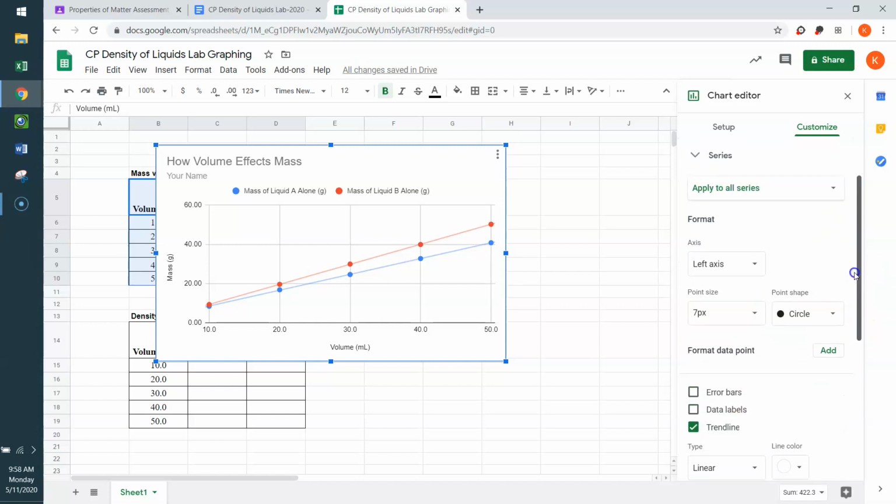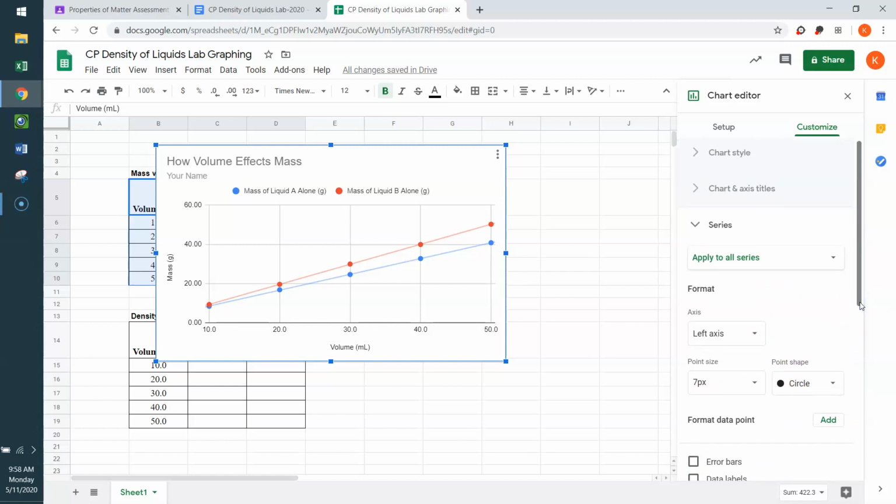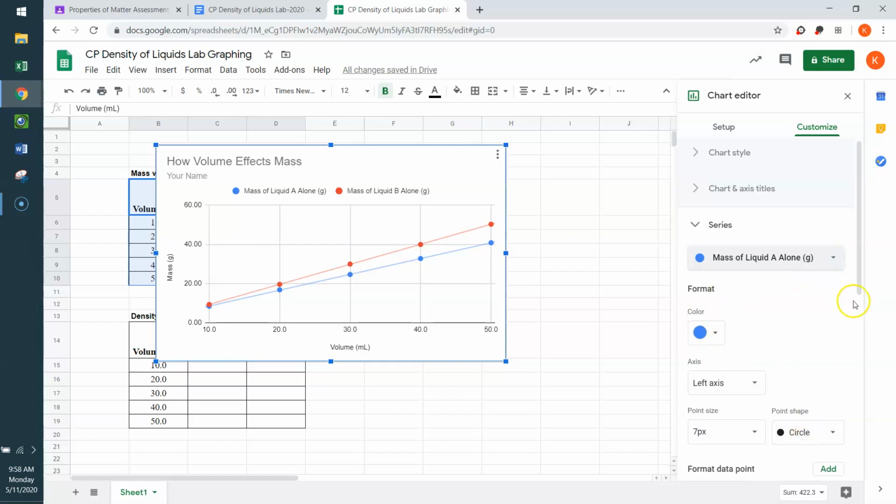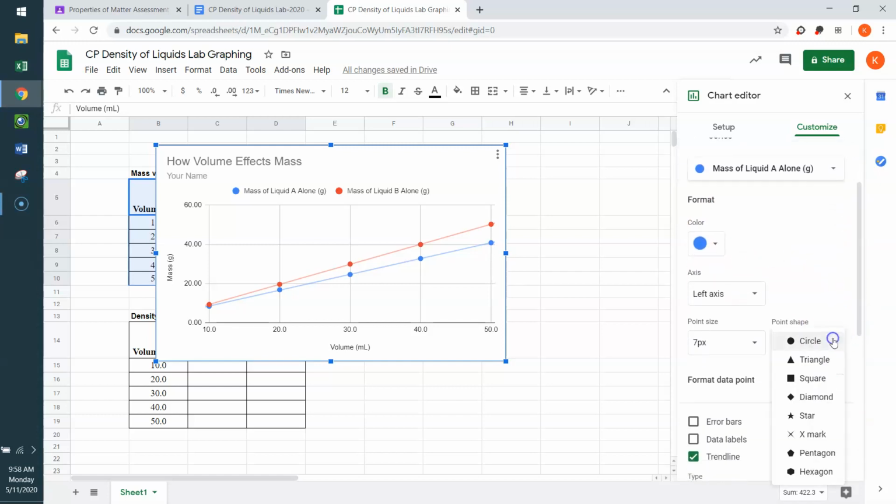However, I don't like that both their point shapes are circles. So in order to change one but not the other, I have to come up under series where it says apply to all. I need to switch it and choose one. So I'm going to change my liquid A. Instead of a circle, I'm going to make it something completely different. So how about a triangle?